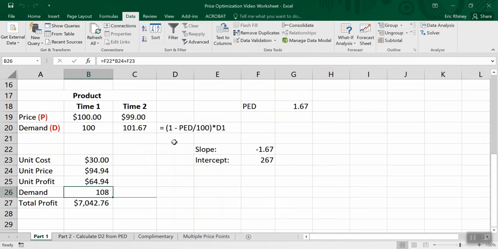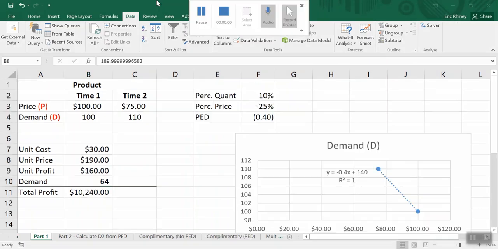In my next video, what I'll do is I'm going to extend this even further and look at complementary products and how we would optimize price when we have more than one product that depends on sales.